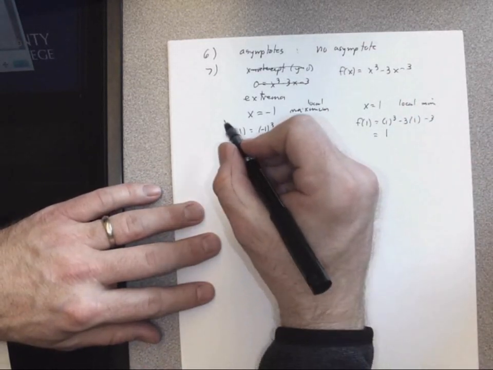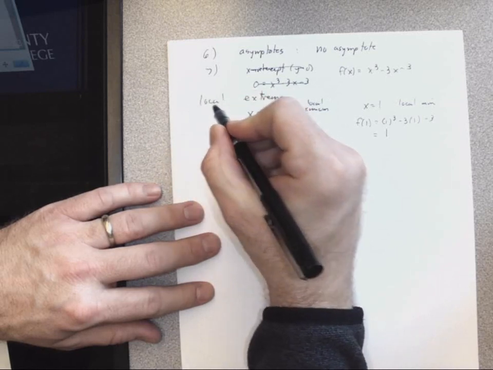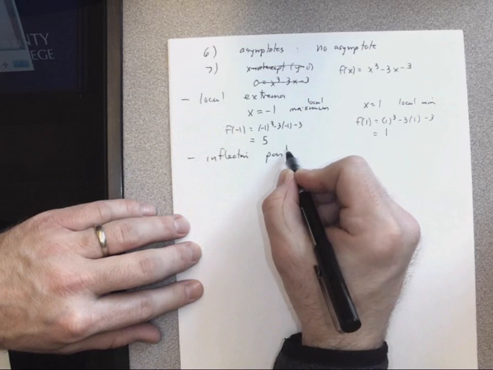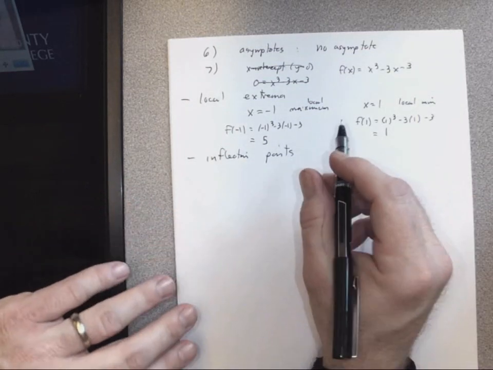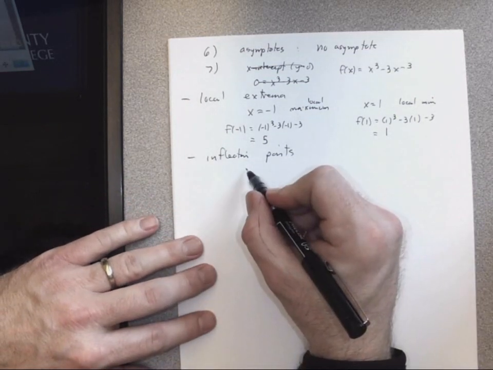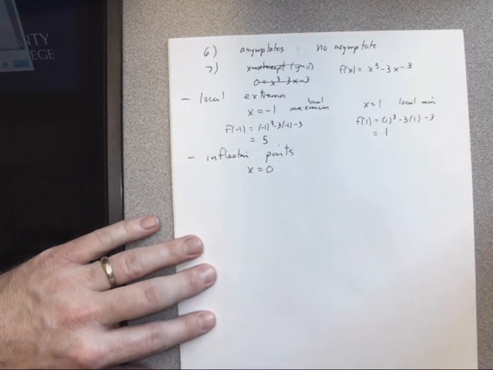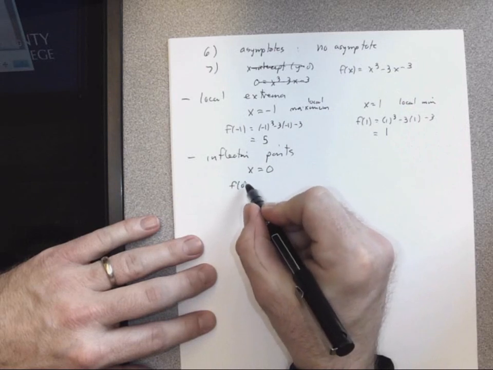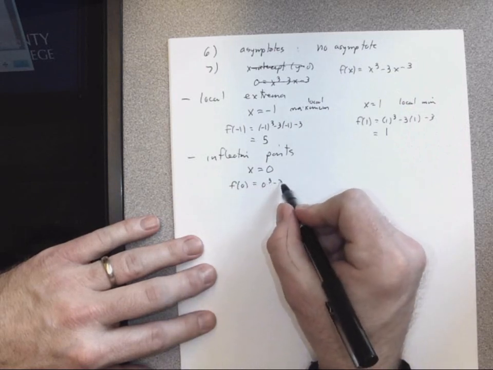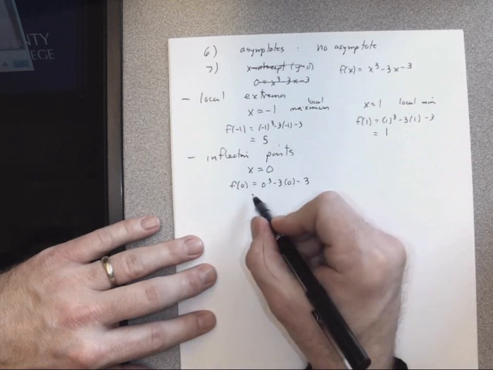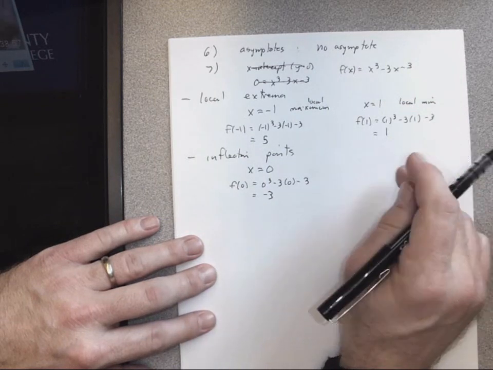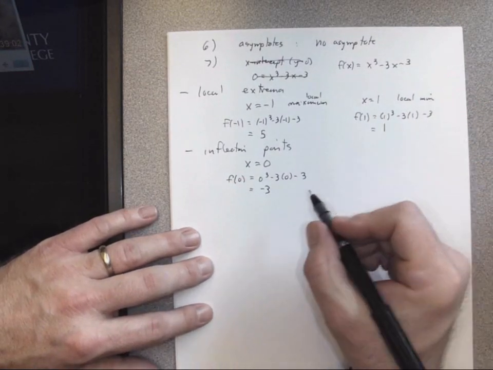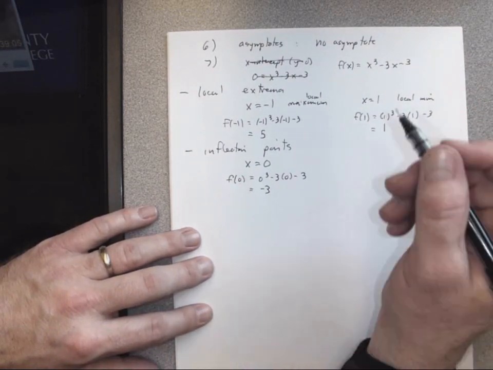Inflection points. The inflection point that we found was x equals 0. So again, it would be nice to know the y value of this inflection point. So I'm going to plug it back into the original function. f of 0 is going to be equal to 0 cubed minus 3 times 0 minus 3, which is equal to -3. Which actually happens to be the y-intercept of this function, so I guess I don't even have to find that. So now I have some points here.